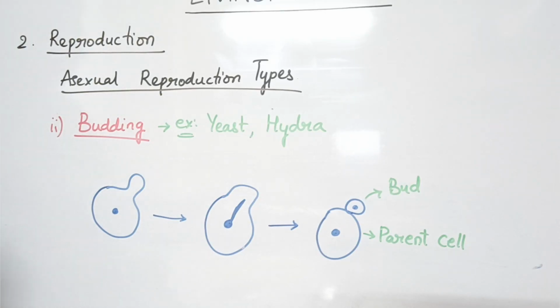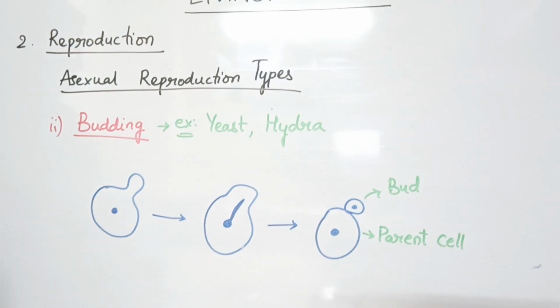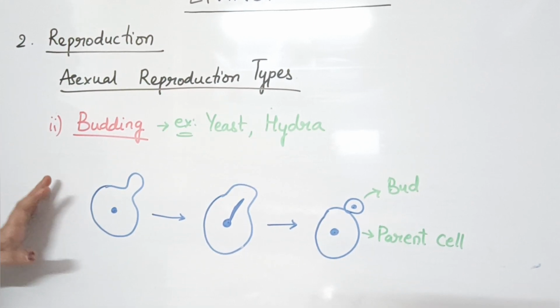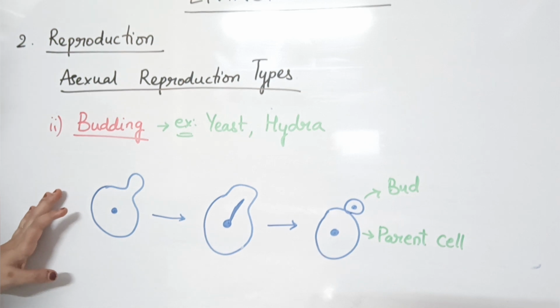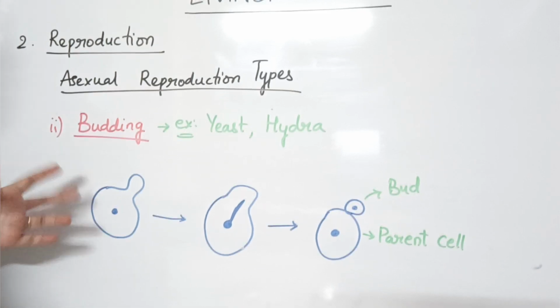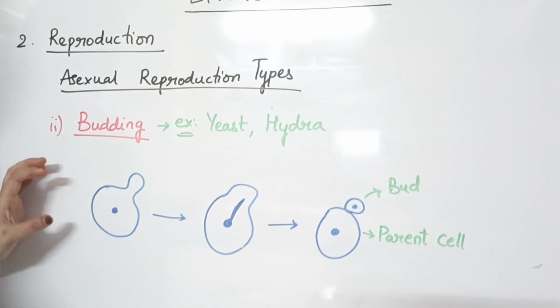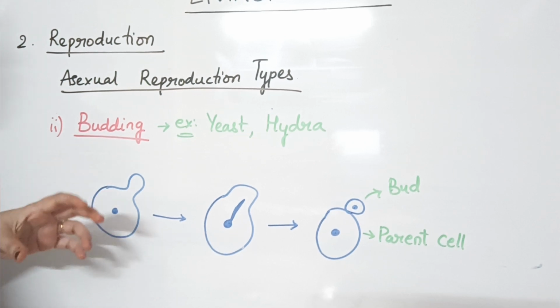Next one is budding, where you can find examples like yeast and Hydra. Here the cytoplasm will divide unequally. Unequal division of cytoplasm means it will not lose its parental identity, wherein the parent and the offspring, both of them will be different.